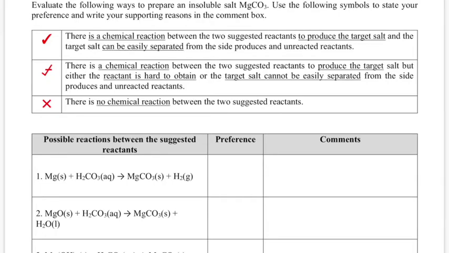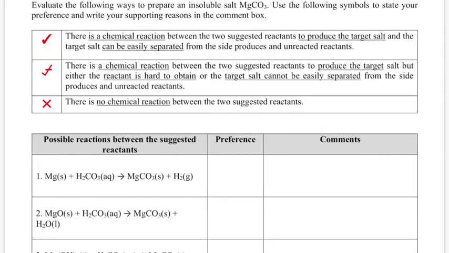After considering those 2 factors, I want you to use a symbol to state your preference for each possible solution. For example, if you put a tick, that means you think it's a perfect way to make it. There's going to be a reaction between the suggested reactants, and the target salt can be easily separated from the side products and unreacted reactants.